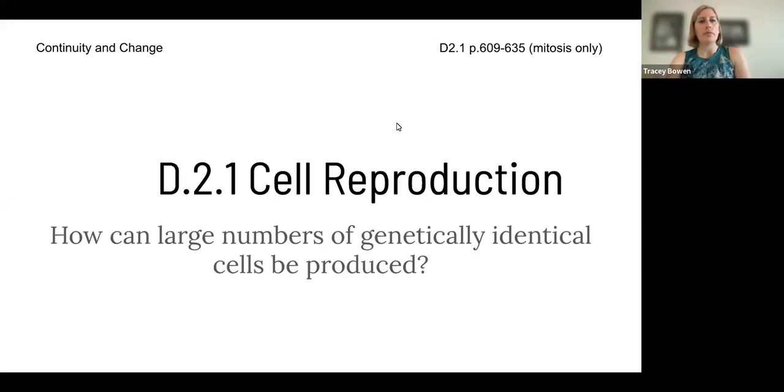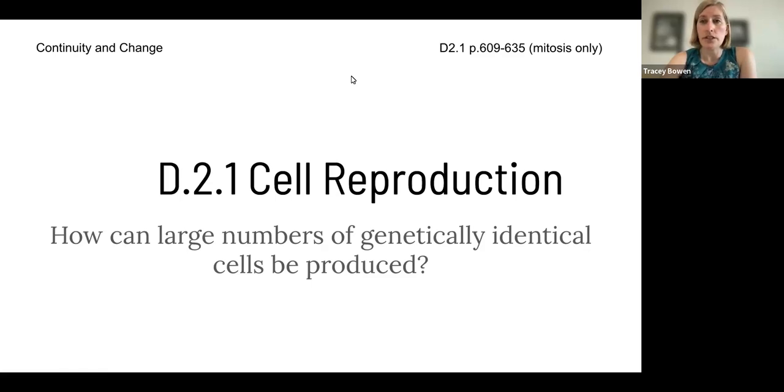Hello all. So today we're going to be talking about D2.1, which is cellular reproduction. In this video, we're only going to be talking about mitosis, and we're going to be looking at how large numbers of genetically identical cells can be produced. So mitosis is the process by which your cells in your body replicate themselves.